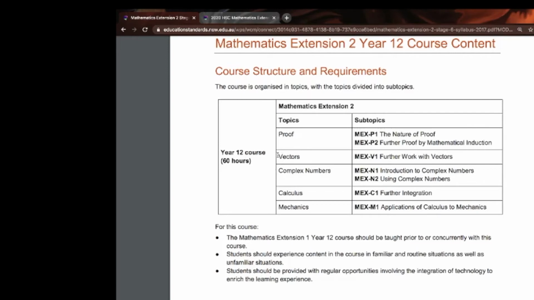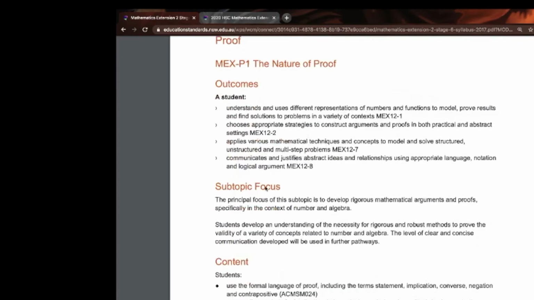I'll then move to vectors, and later on I'll decide whether I go on with mechanics, calculus, or proof next. But just know that the first topic will be complex numbers. So let's go to complex numbers now.